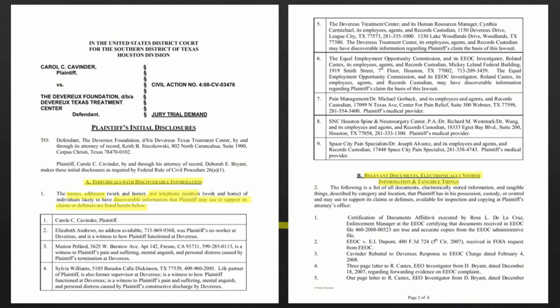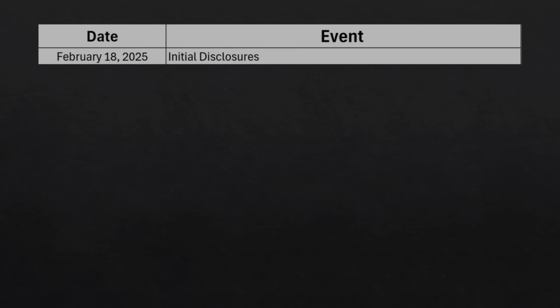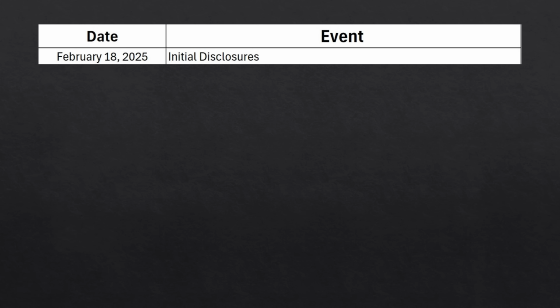But each side has to fill in this basic information and provide it to the other side. So these are the list of possible witnesses they might have and what their discoverable information is. It also includes lists of documents or other tangible things that they will probably use in their case. This tells the other side what sorts of things they should request from them. So it's a brief outline of their case as it stood at the very beginning. And of course, a lot more details get filled in later. But that was the very first deadline, like I said, February 18th.